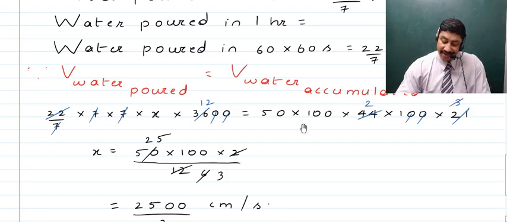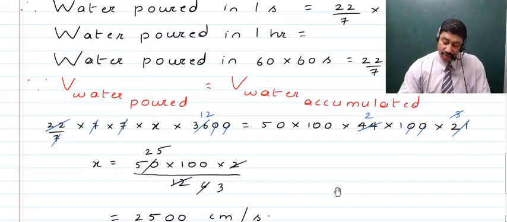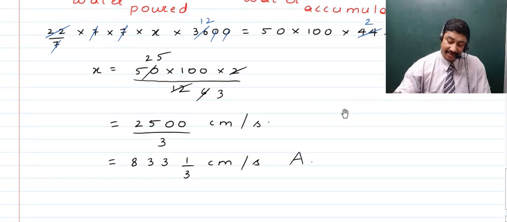And here on the right hand side we have 50 into 100, with 2 remaining here, and then further this 100 has already got cancelled, and this 21 and 3 also have got cancelled. Now further here 2 cancels 12 six times, and here further 2 cancels 6 three times, and then 50 twenty-five times. So we have 2500, which is divided by 3.